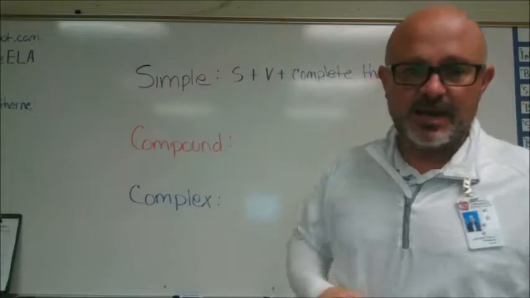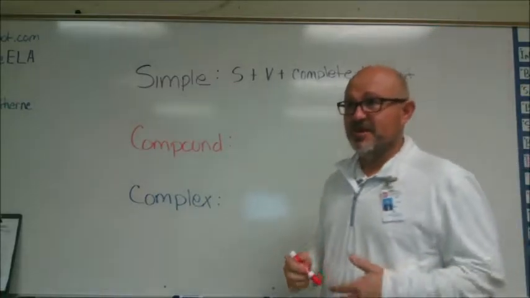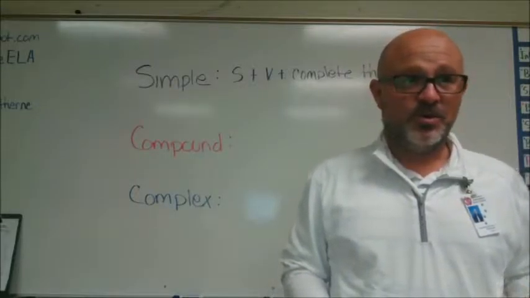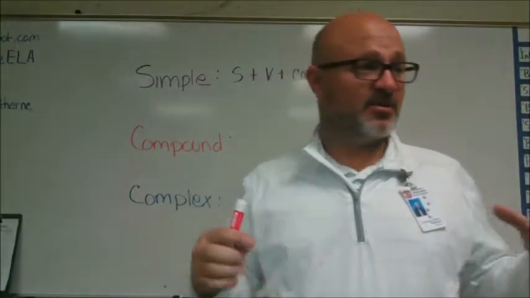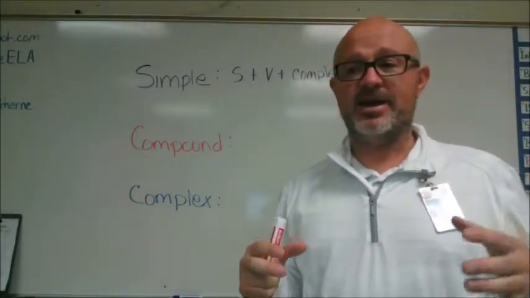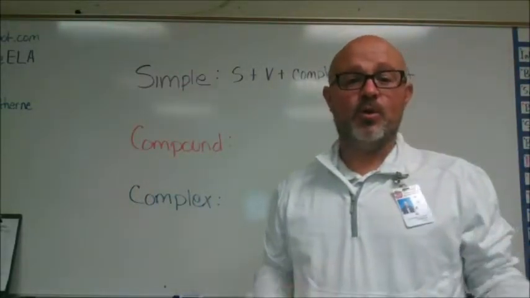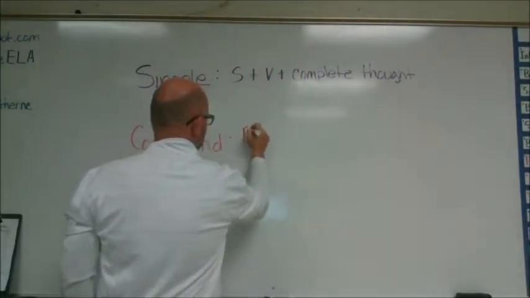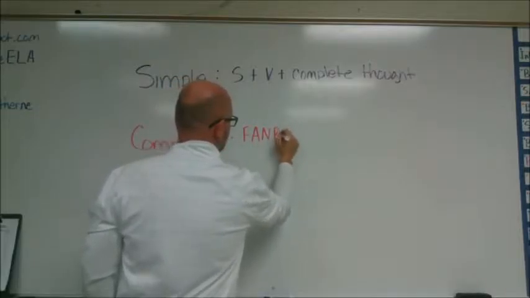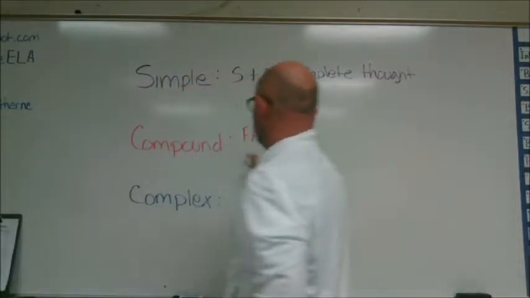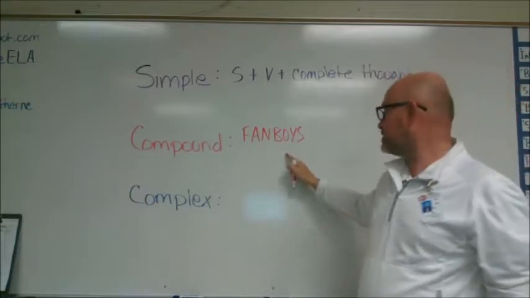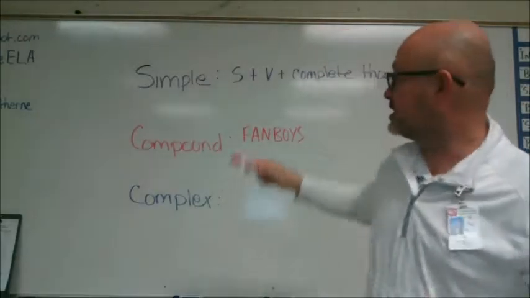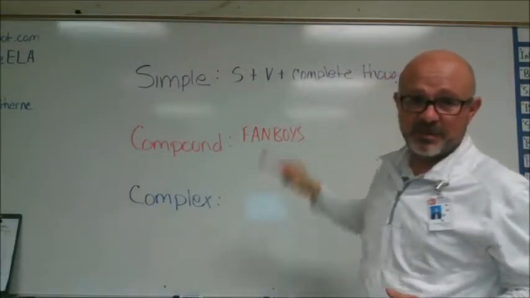Compound sentences. With compound sentences, we basically have two independent clauses put together by a coordinating conjunction, or a fanboy. So our fanboys, let's write those down real quick. FANBOYS, which is for, and, nor, but, or, yet, and so. An independent clause is basically just a simple sentence, so a subject, a verb, and a complete thought.